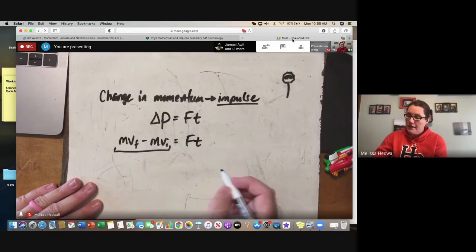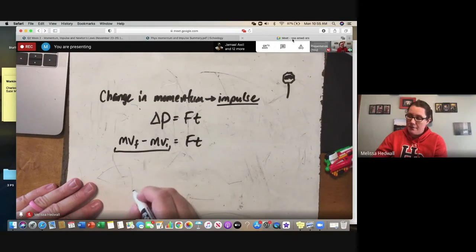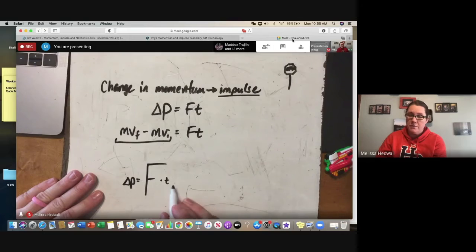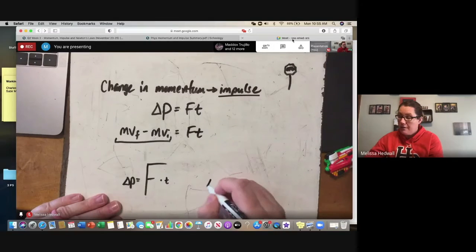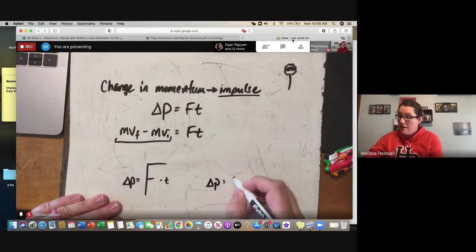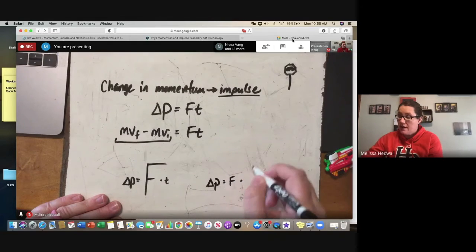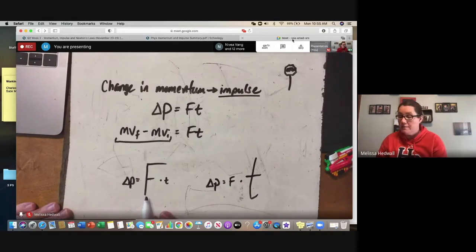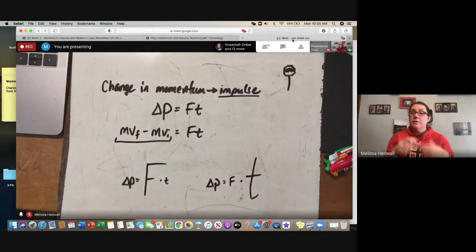So it can look like this. Sometimes people say, well, delta P equals big F times little t. If we have a big force, we have a small time. Or we can have delta P, the same change in momentum, and we can have a little force times a big time. Either way, if the force goes up, time goes down. Force goes down, time goes up. Somewhere in the middle, they're both somewhere in the middle.